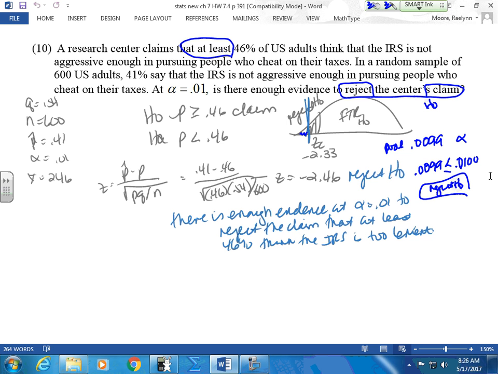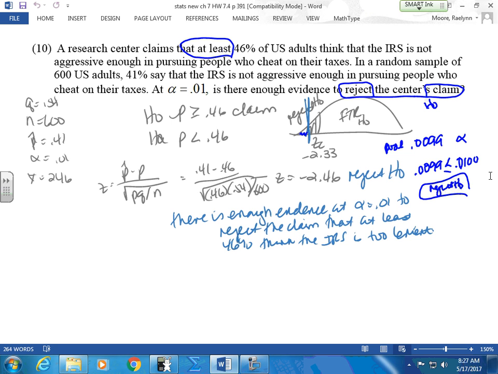So if you reject your claim, you kind of have to go along with the HA. So we say there is enough evidence at the level of significance of 0.01 to reject the claim that at least 46% think that the IRS is too lenient. Good.